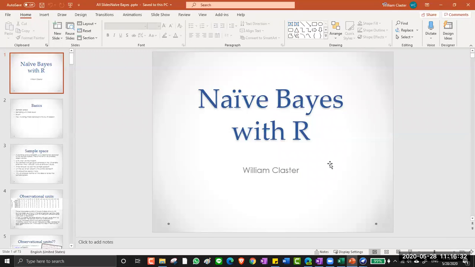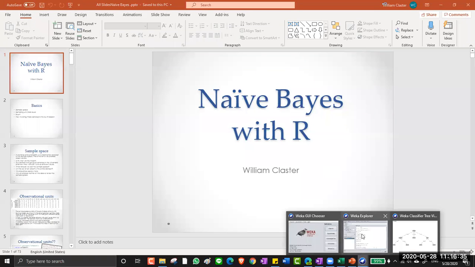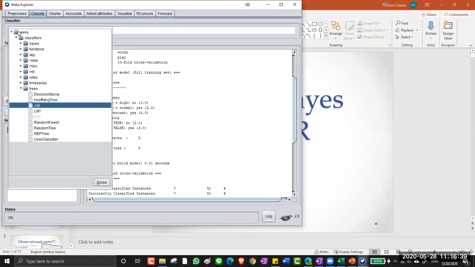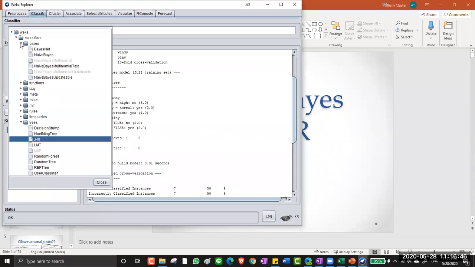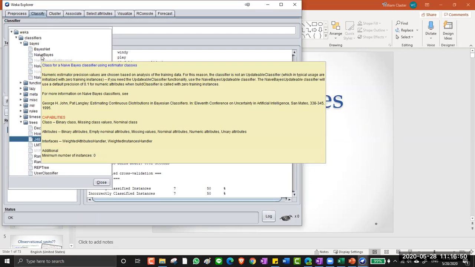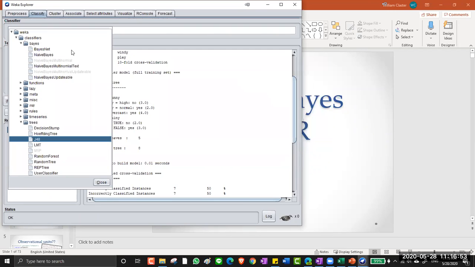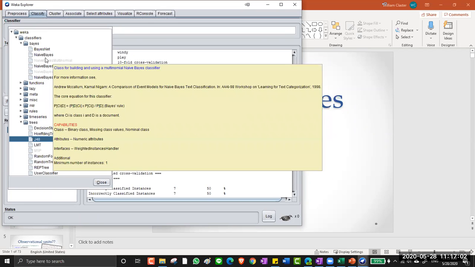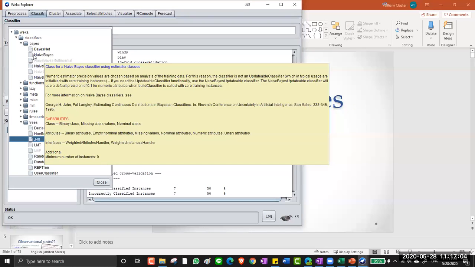Okay, so this is the naive Bayes algorithm, and it's up here. If we go to classify, there's a whole set of different versions of naive Bayes or Bayes algorithms. But the basic one is called naive Bayes. There's also Bayes net. There's naive Bayes multinomial. This one maybe is for text. And yeah, those are the basic ones. So we'll use this one.